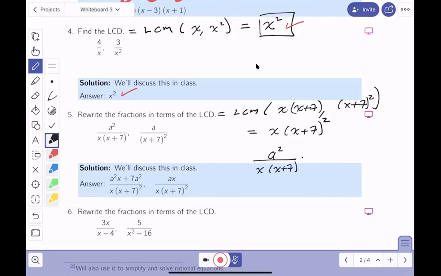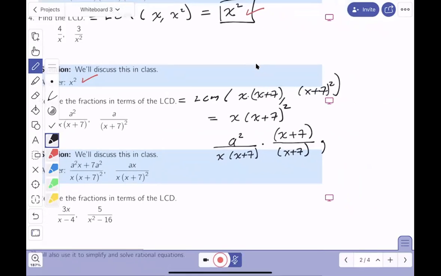What we need to do for this one over here is multiply the bottom by x plus 7 to get the LCD. All right, that would give you the LCD. If you multiply the bottom by x plus 7, you must multiply the top by x plus 7. We'll do that later. Let's put the next fraction down.